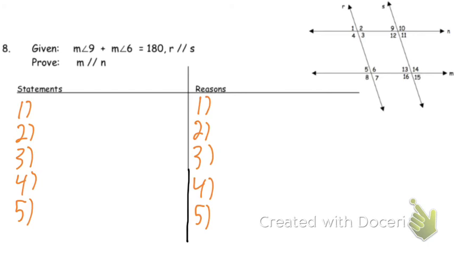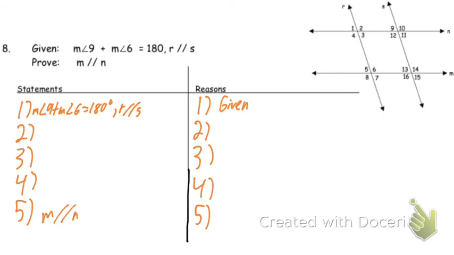Kenny, give me some reasons. First. Given. Okay, perfect. Okay, Elizabeth. Statements first. Measure of angle 9 plus measure of angle 6 equals 180, comma, R is parallel to S. Nice. Nailed it, okay? Dylan. M is parallel to N for the last statement.